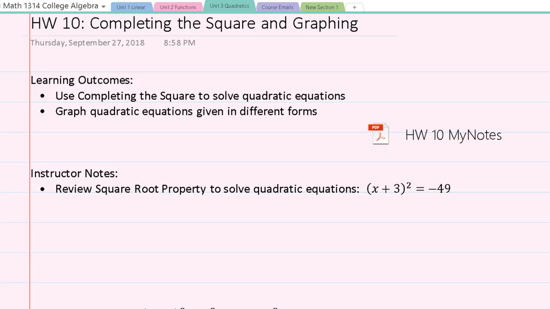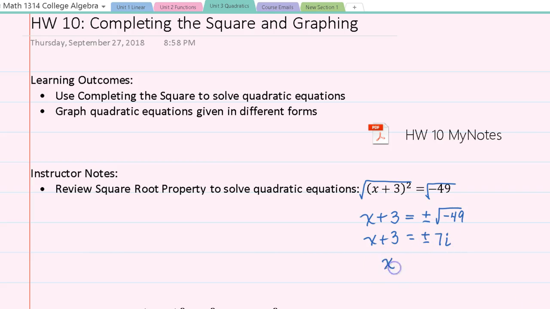First, let's review solving a quadratic equation in the form of the quantity x plus 3 squared is equal to negative 49. In this equation, we will use the square root property and take the square root on both sides of the equal sign. This will create the new equation of x plus 3 on the left is equal to plus or minus the square root of negative 49. Simplifying the radical, we find x plus 3 is equal to plus or minus 7i.